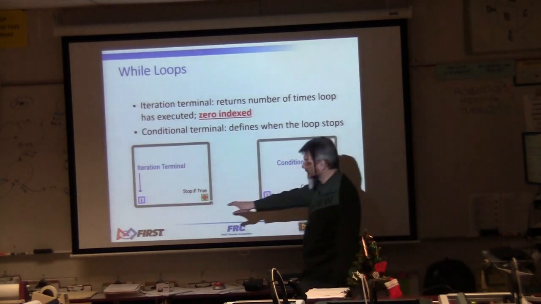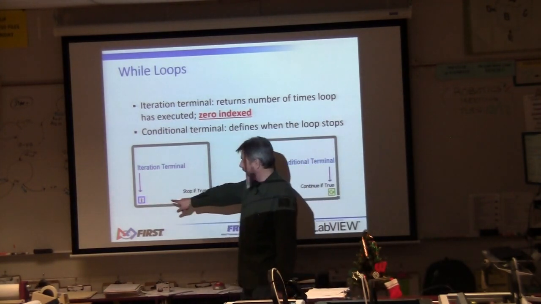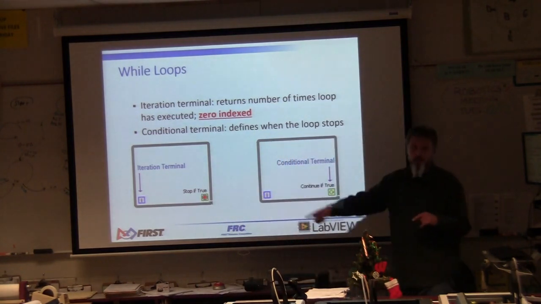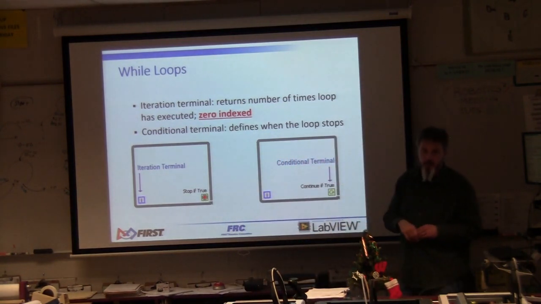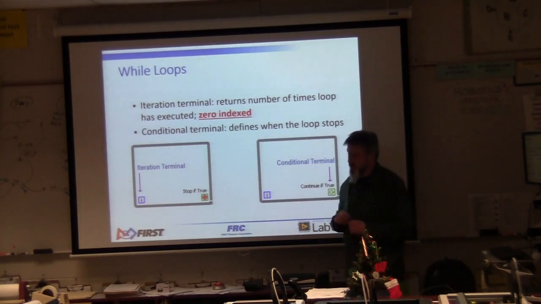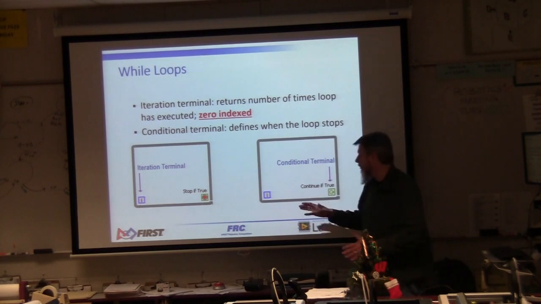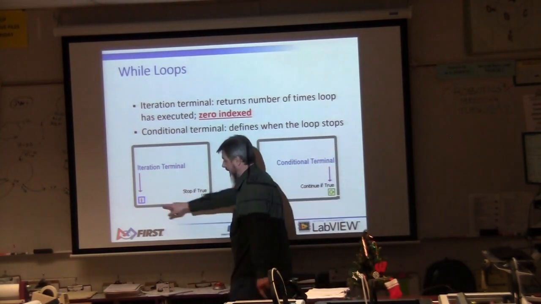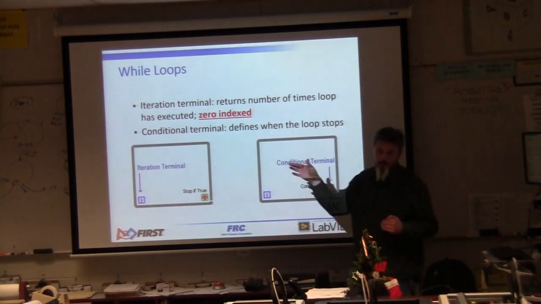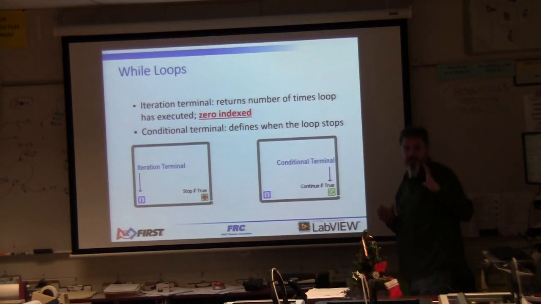Terminology, this is called the iteration terminal. That releases a number to tell you how many times that loop has been run, okay? I for iteration means that it starts at 0. So the first time you run this loop, that I will be 0 and counts up from there. Computer science people like to not waste numbers, so we start at 0.